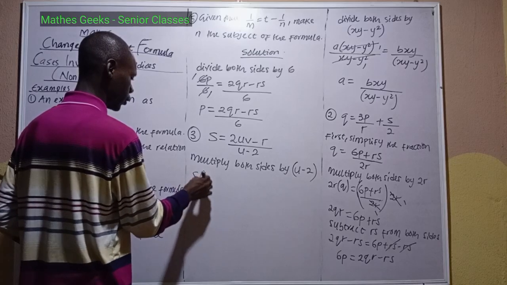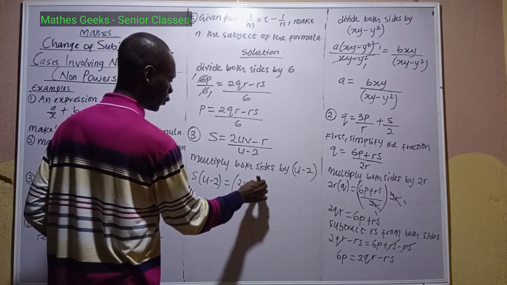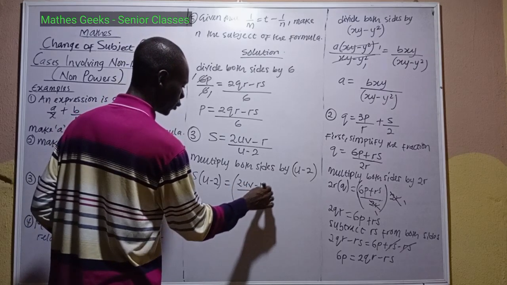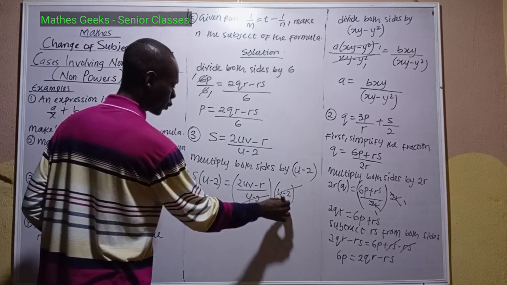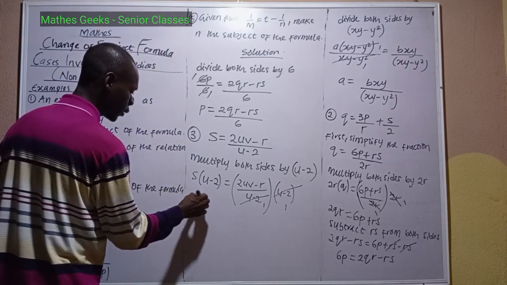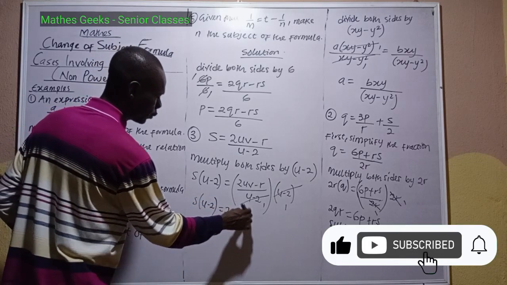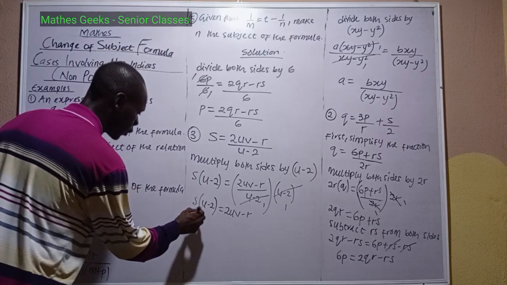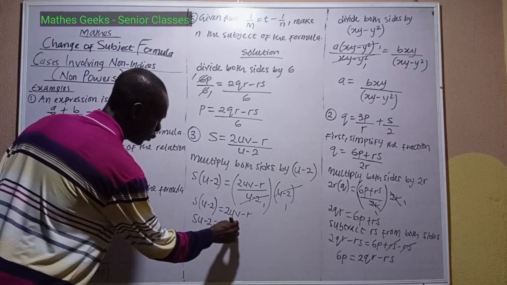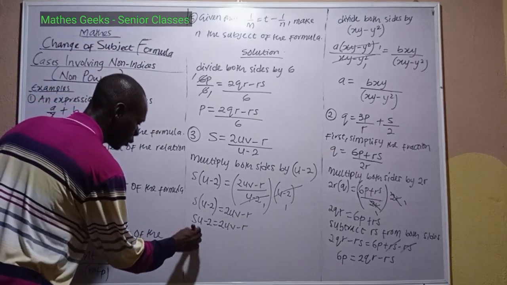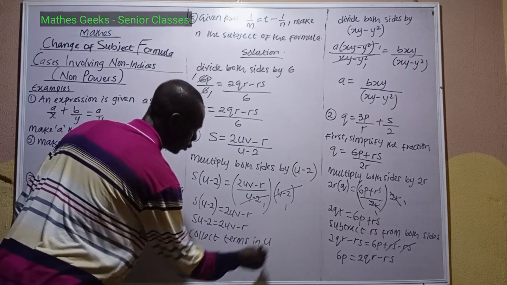So s times u minus 2 plus 2uv minus r over u minus 2 times u minus 2. Cancel. So s(u minus 2) equals 2uv minus r. So let's open our bracket. su minus 2s is equal to 2uv minus r. Collect terms in u.